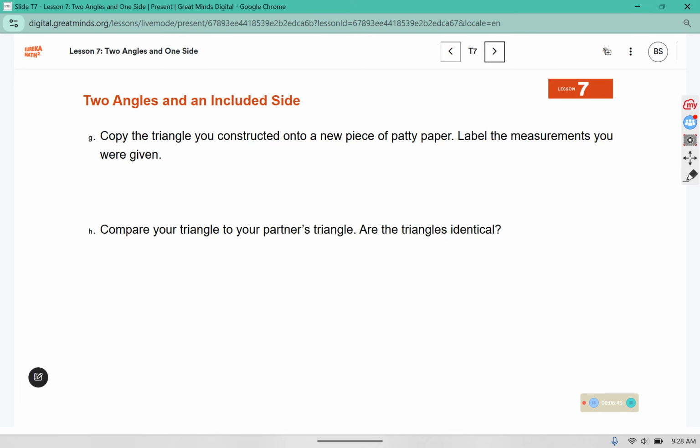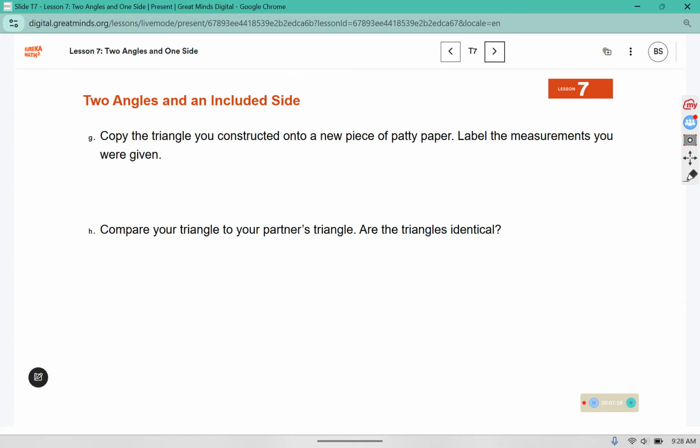G, copy the triangle you constructed onto a new piece of patty paper. Label the measurements you were given. So you're going to take another piece of tracing paper and lay it on top of the triangle and then sketch it on the new tracing paper. Then you're going to compare your triangle with a person around you, if you're in class or if you have a partner, and you're going to decide, are your triangles identical?